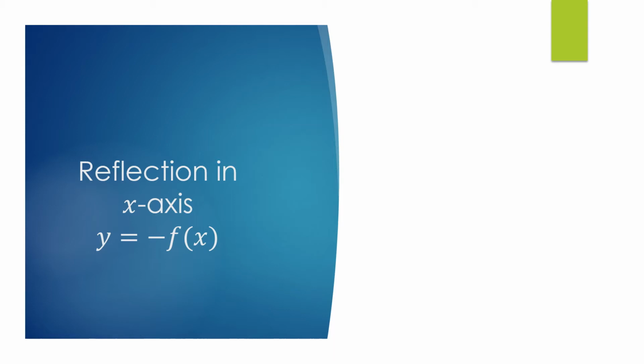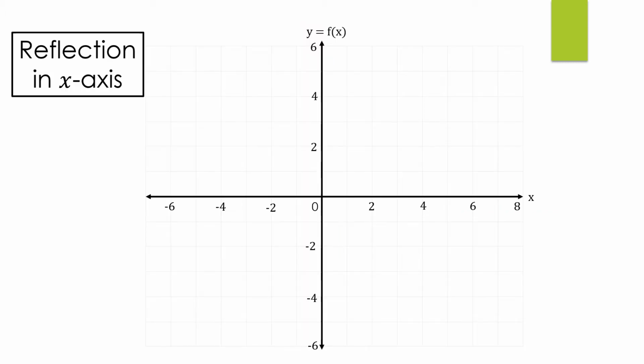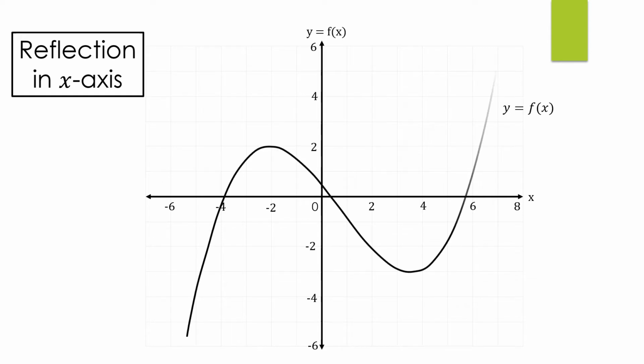We're going to get a reflection in the x-axis because we're going to invert all of our y coordinates. So the graph of y = -f(x) is a reflection in the x-axis of y = f(x). So all of our x coordinates are going to stay the same, and our y coordinates are all going to reflect in the x-axis and become their negative equivalent. So let's look at how y = f(x), being this curve, is going to have the graph of a related function of y = -f(x).